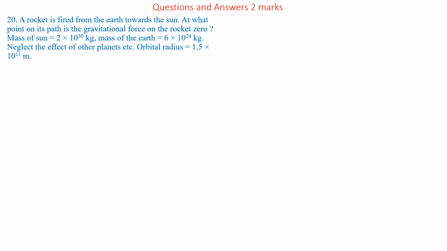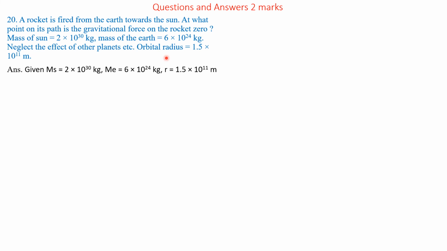Next question. A rocket is fired from the Earth towards the Sun. At what point on its path is the gravitational force on the rocket zero? Given that the mass of Sun is equal to 2 into 10 to the power of 30 kg, the mass of Earth is equal to 6 into 10 to the power of 24 kg, neglect the effect of other planets, and it is also given that the orbital radius is equal to 1.5 into 10 to the power of 11 meters.